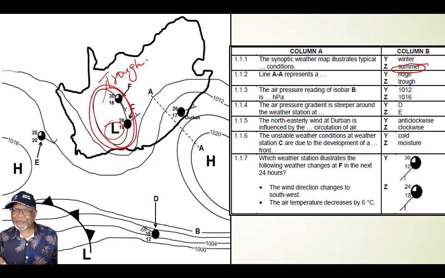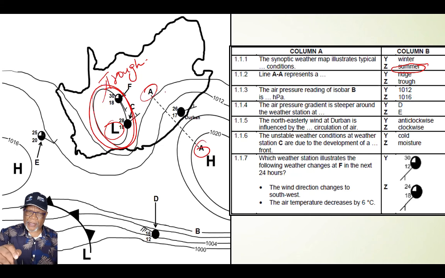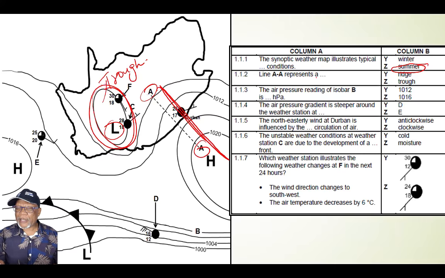Now let's go to question 1.1.2. It says line AA, this line over here. Line AA represents a ridge or a trough. So this is a high pressure cell, and this high pressure cell is elongated. So what does it mean? This is a ridge. What is a ridge? It is an elongated high pressure cell. And what is a trough? It is an elongated low pressure cell. So we have our answer there.